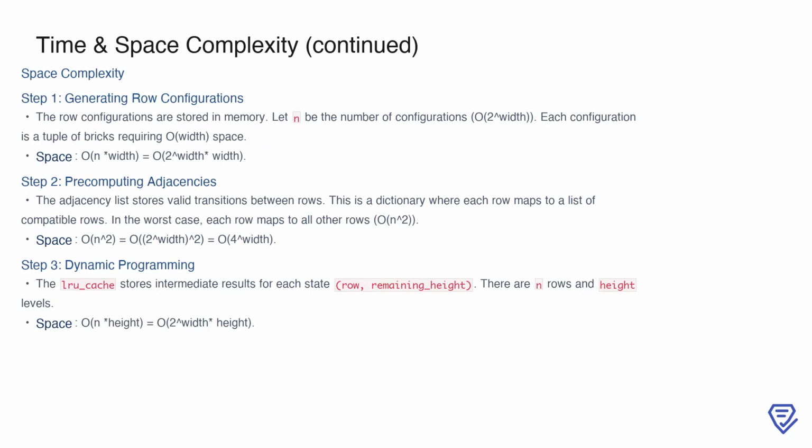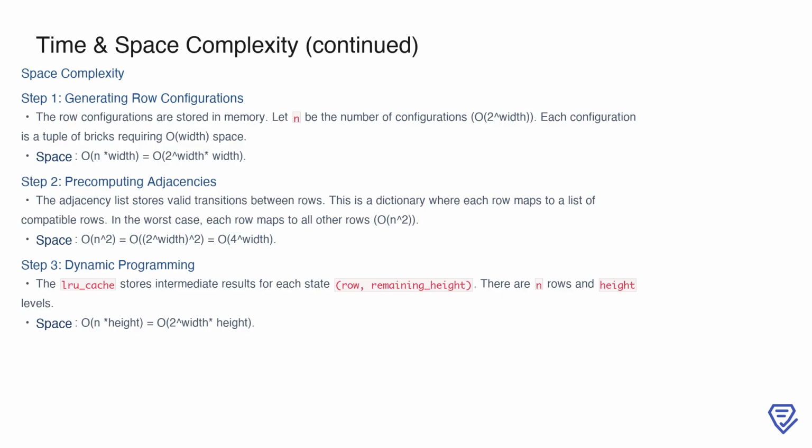Now, let's analyze the space complexity. During the generation of row configurations, we store all valid configurations in memory. With approximately O(2^width) configurations, and each configuration using width space to represent the brick arrangement, the total space required for this step is O(2^width*width). For pre-computing adjacencies, the adjacency list maps each row configuration to a list of compatible rows. In the worst case, each configuration could be compatible with all others, resulting in n² storage, or equivalently 4^width.